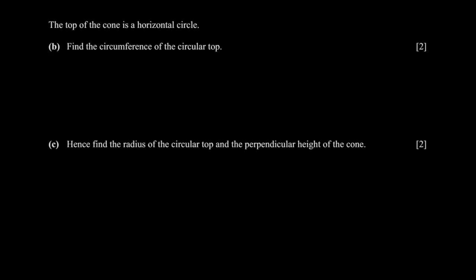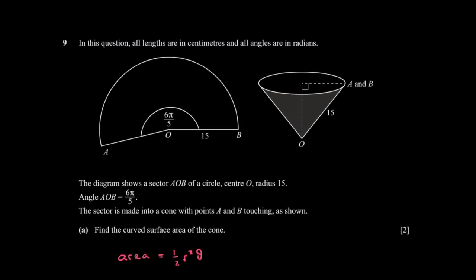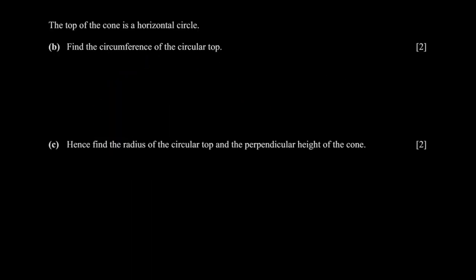Okay, then part B. The top of the cone is a horizontal circle. Find the circumference of the circular top. Well, let's just have a look at the diagram. This circular top is what we're being asked to find. Well, that length there is the same as that length there, and that length is the arc of a circle. How do we find the arc of a circle?